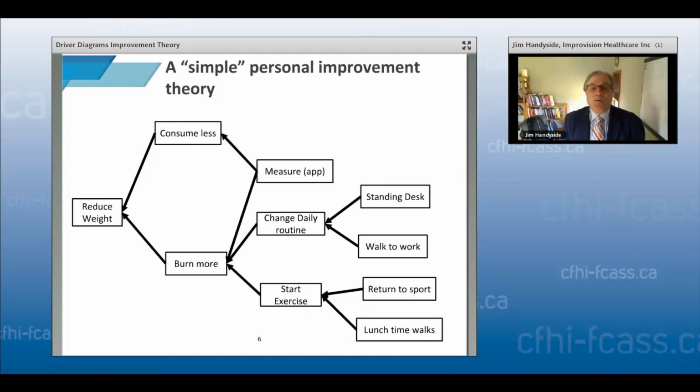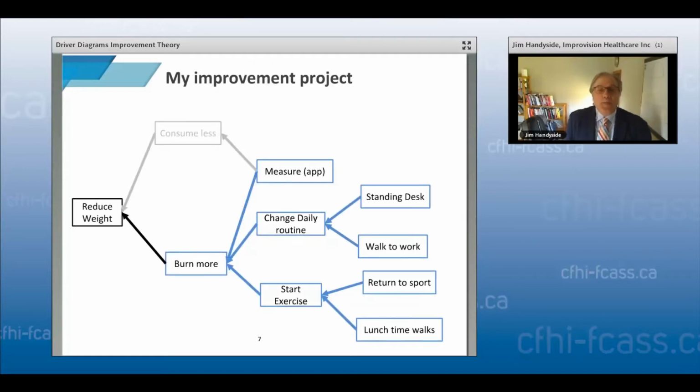Another idea occurred to me: there are ways of measuring your activity using an app, like a Fitbit or something, or an Apple Watch or some device like that. I thought, well, maybe a good idea to use that to track how much activity I'm doing. Turns out that can also be used to monitor my consumption. So that action would actually help on both sides. My improvement project that I settle on looks like this in blue. This is basically how I'm going to go forward. This is my theory about how I'm going to end up reducing weight. We'll see how it works out.